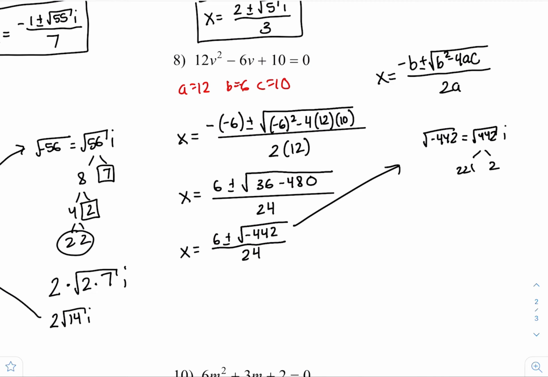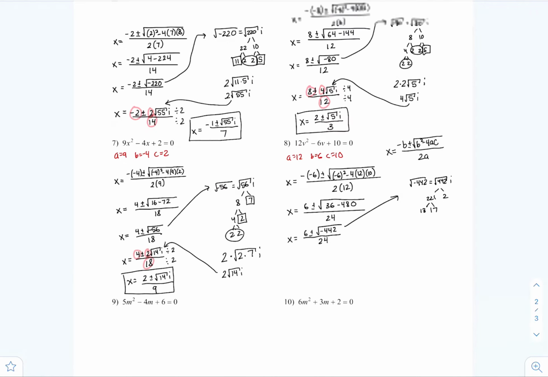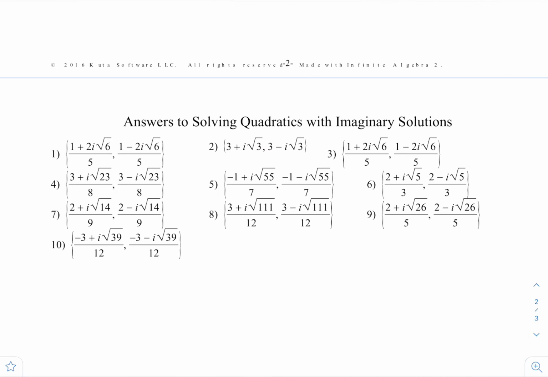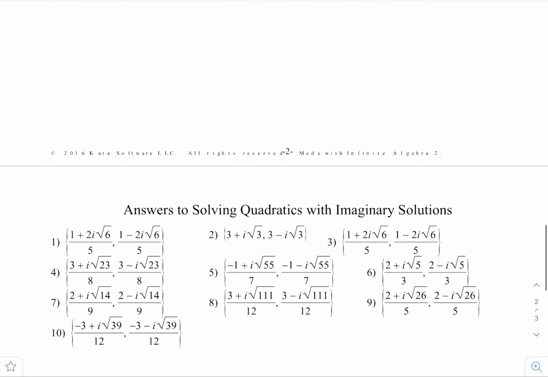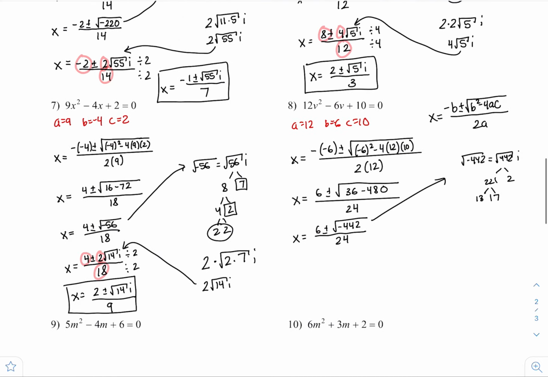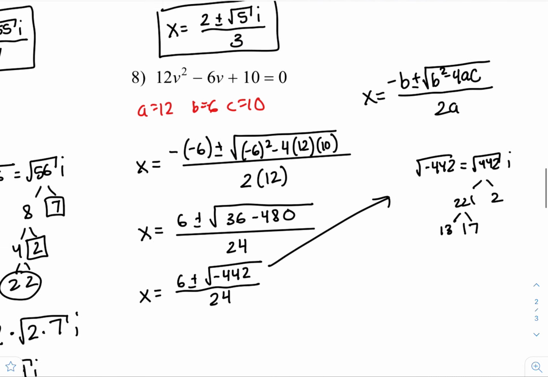2 does not, 3 does not, 4 does not, 5 does not. Does 7 go into that? No. What could possibly go into 221? 11? 13 does. And 13 times 17. But let me just make sure. Number 8 has the answer as square root of 111.